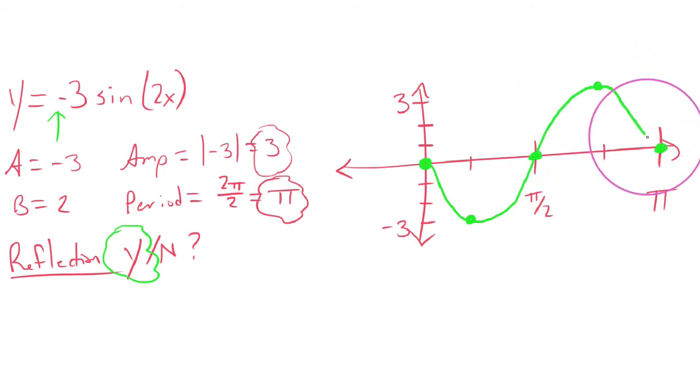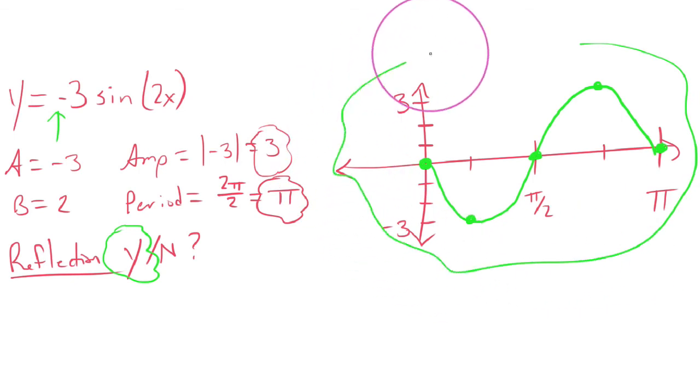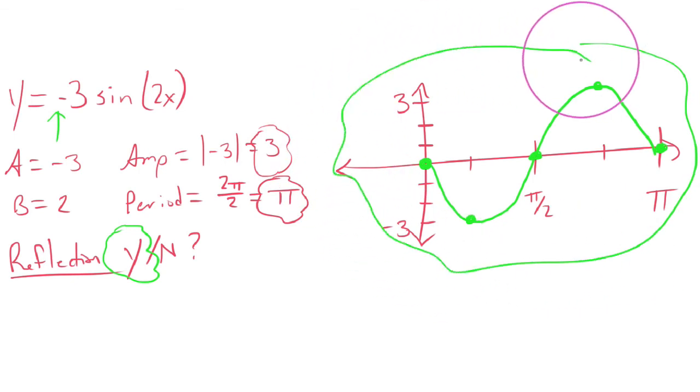So as easy as that, if you see a negative a value, we're going to do everything the same way we've done. It's just that we'll reflect it over the x-axis when we sketch it.